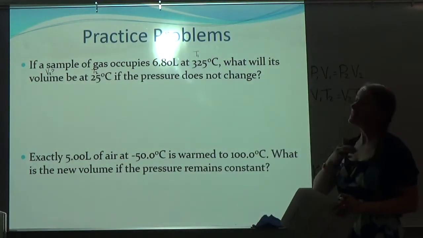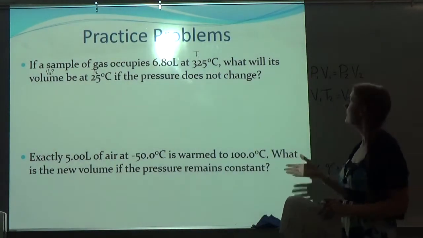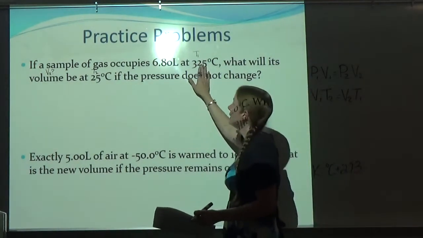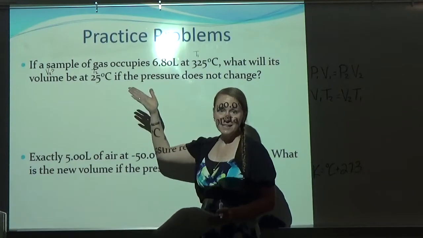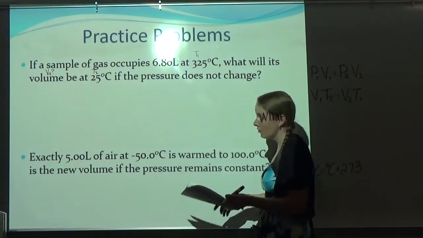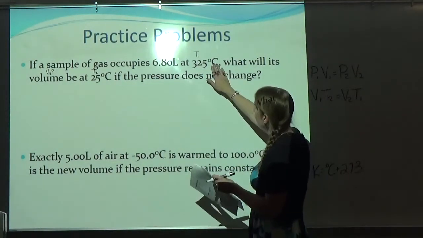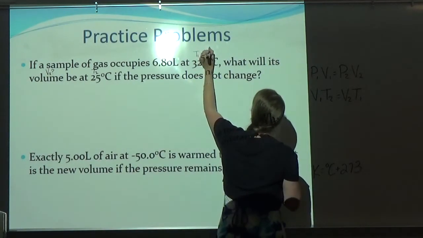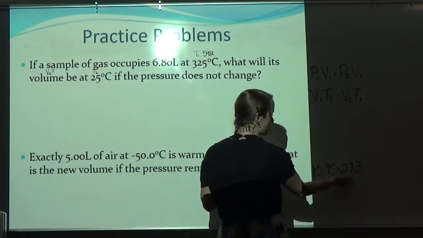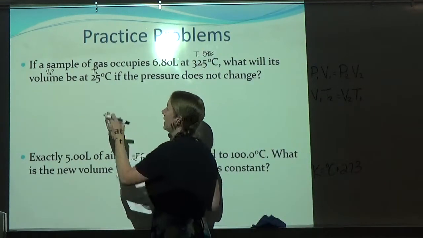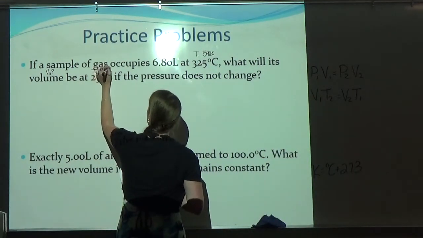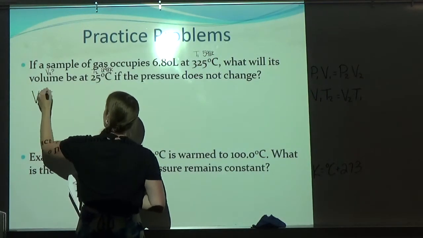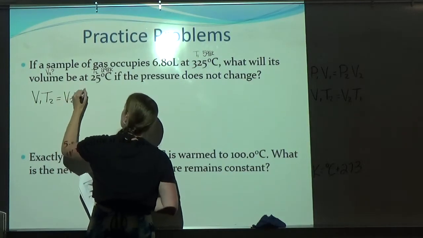Okay, so again, once I see I have V1, T1, V2, T2, I know I'm using Charles' law. But I have to fix my temperatures. Volume is fine in liters, but temperature has to be in Kelvin. So I do 325 plus 273, and that is 598 Kelvin. All right, so we're just going to add 273 both times. And then I do 25 plus 273, and that's 298 Kelvin. So then I'm ready to rearrange my formula. So V1 T2 equals V2 T1.